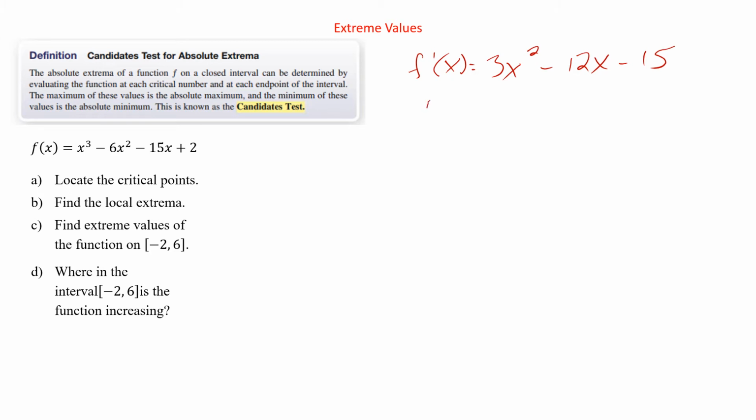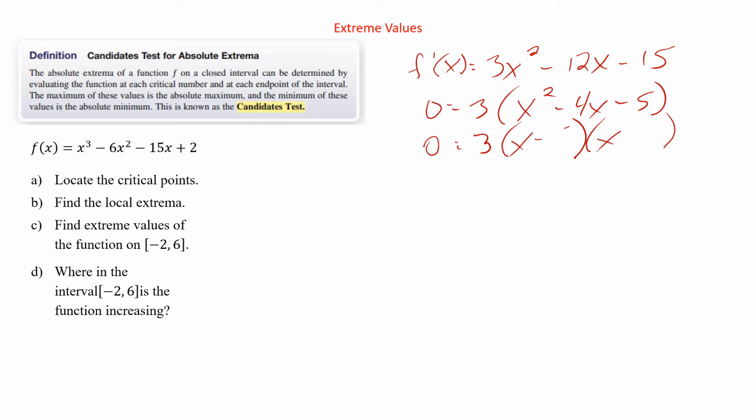So we're going to factor this. We can factor 3 out of it. We have x squared minus 4x minus 5. And then we can factor that: x and x, -5 and plus 1. And so this will equal 0 when x equals 5 or -1. We're going to do a sign table for this.